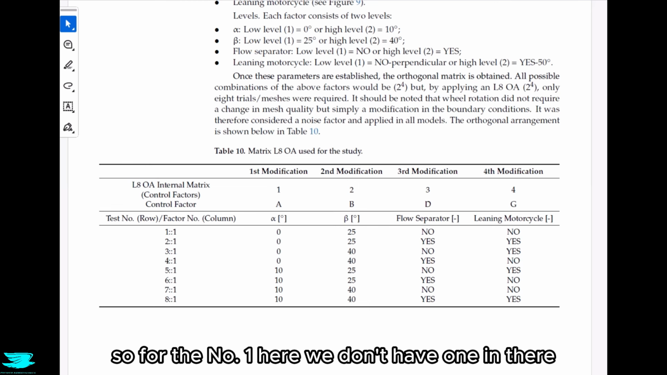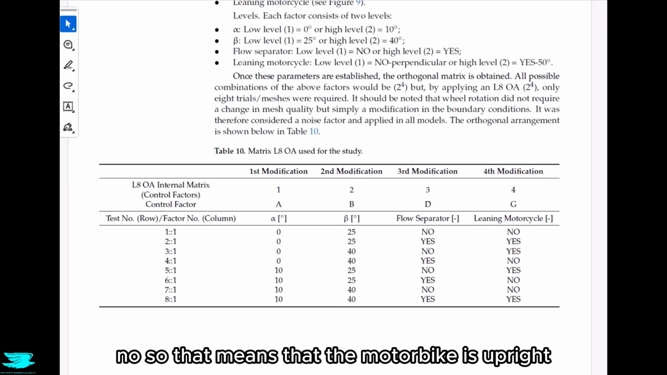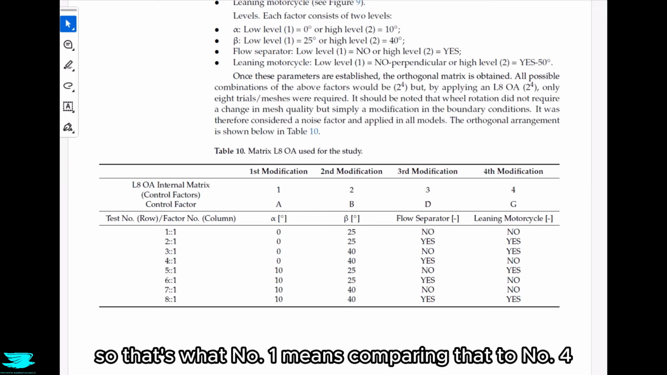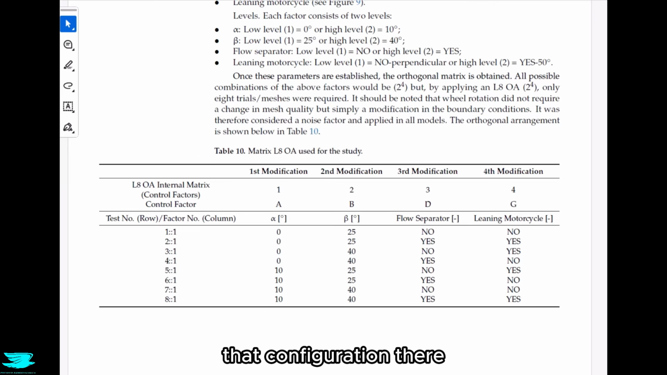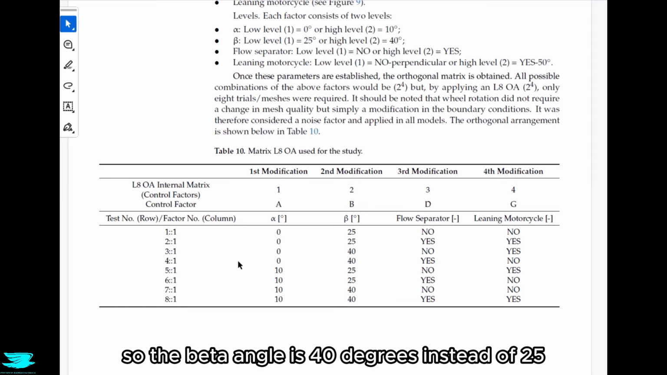So for number 1 here, we don't have one in there. Then for the last case, leaning motorbike, no. That means that the motorbike is upright. So that's what number 1 means. Comparing that to number 4, the configuration in this fourth row, everything is the same except the redirector is now flared more, so the beta angle is 40 degrees instead of 25.